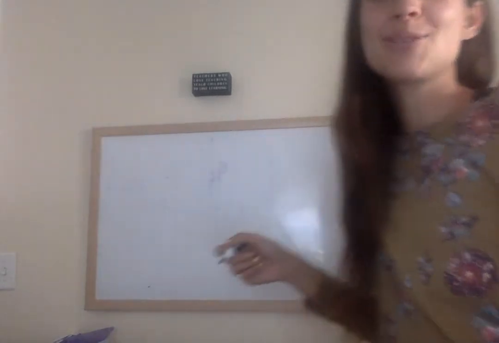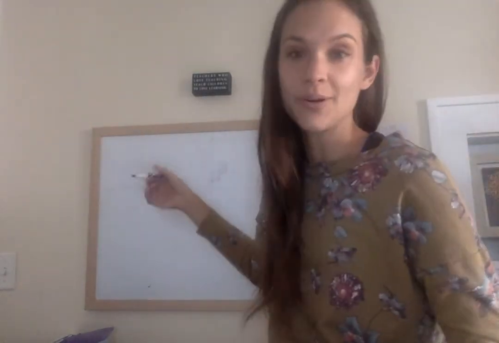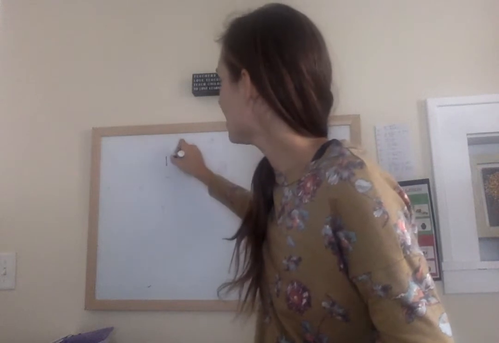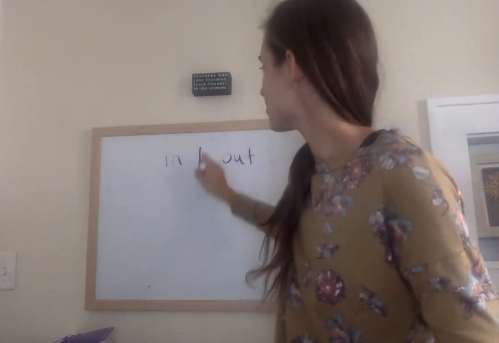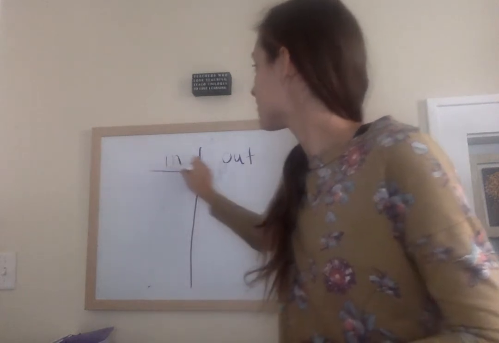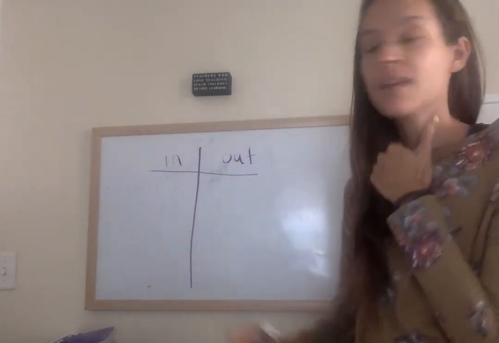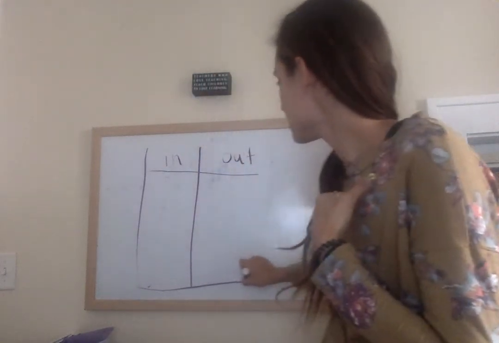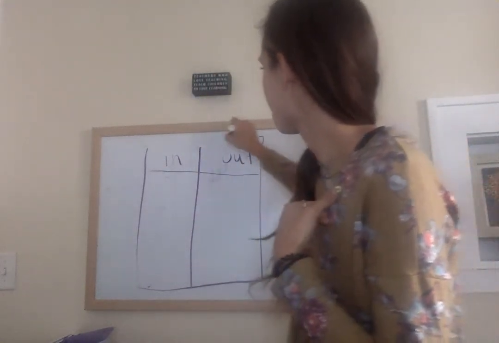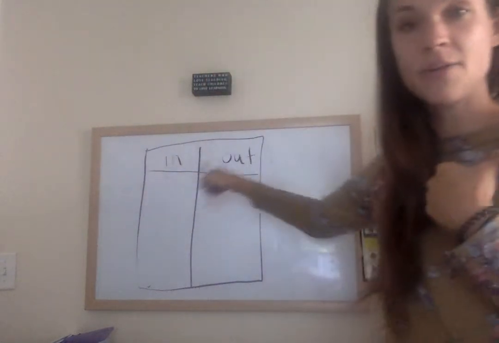Okay. Welcome back, everybody. So we're going to do another in and out table. So I'm going to put in and I'm going to put out. Sometimes in and out tables just look like this. Sometimes they're filled in like that. It's the same thing. So you have an in and you have an out.